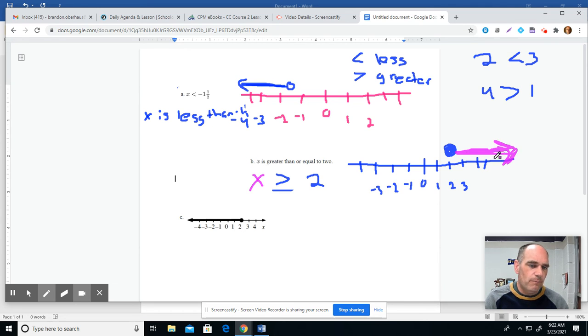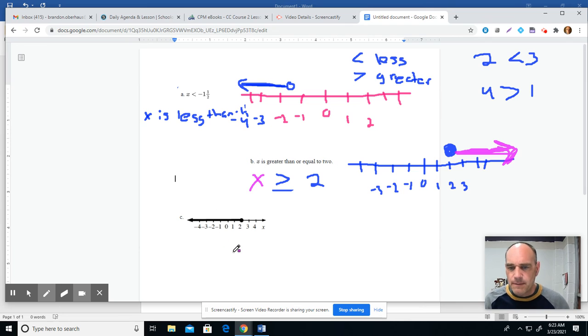So I shade to the right, put an arrow because it includes all the numbers to the right. Now remember, because I colored this in, 2 is one of the solutions to this. It's 2 and all the numbers to the right. Up here, it's not colored in. So it did not include 1.5. It only includes the numbers to the left of 1.5. So big key, open circle, closed circle.